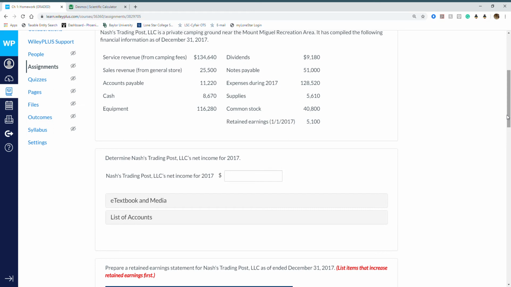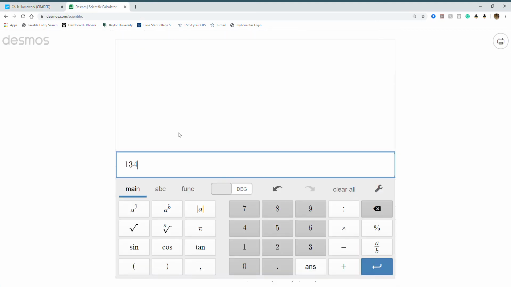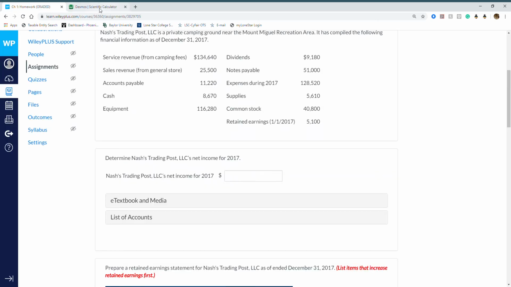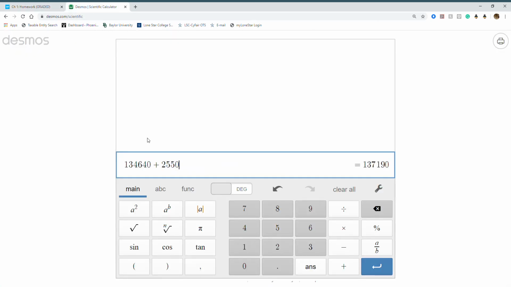First, they want to determine net income, and we don't have the income statement. That's okay. Remember, net income is revenue minus expenses. We actually have two revenues, so let's add those two together. 640 plus 25,500. So we have a total revenue for this company of 160,140.